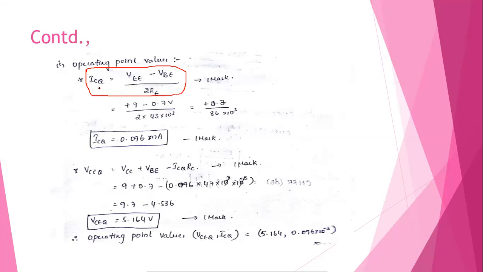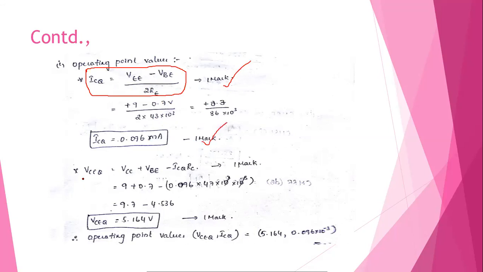First, ICQ is VEE minus VBE by 2 into RE. We directly have the values of VEE, VBE and RE. If we substitute all these values in this equation, you will be getting the ICQ value. Here I have mentioned the marks that have been allotted for this problem. If you write this expression, you will be getting 1 mark, and if you solve this data, you will be getting 1 mark.